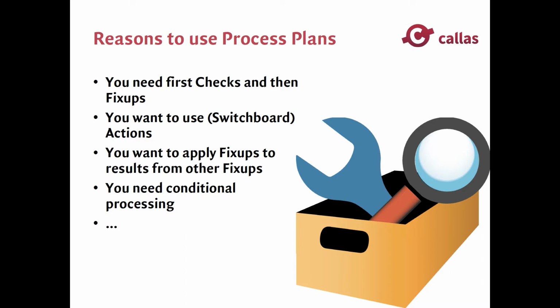So when would you use a process plan? First, as I've said, in a regular profile, first fix-ups are executed and then checks. And just as in the example that we have seen where colors are converted first and then other corrections were applied, you could do first a check, and as we have done, we checked for RGB and then do conversions.